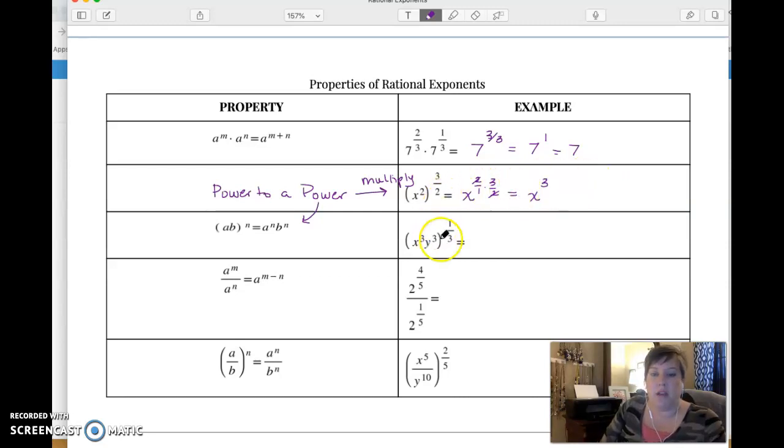Again, everything in the parentheses gets raised to the power, and then we multiply. So here I would have x to the third to the 1/3. Well, 1/3 of 3 is just 1. So those actually cancel out and we're left with just xy.